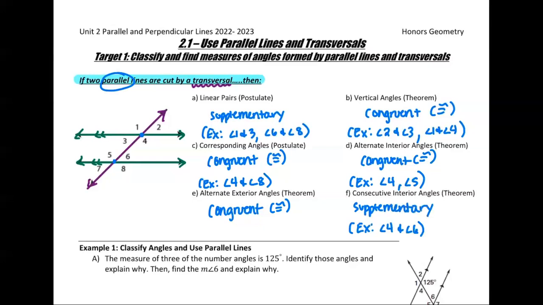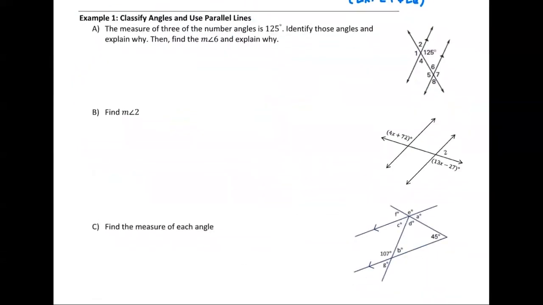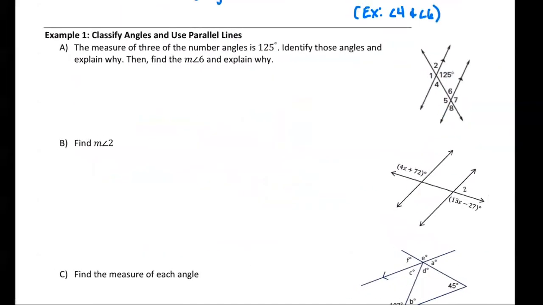If I talk about angle 6 being 40 degrees, then angle 4 would have to be 140, because they have to add to 180. Now, all of these angle relationships are things we can add into our repertoire, and they're going to help me work through some of the examples you see down below here.